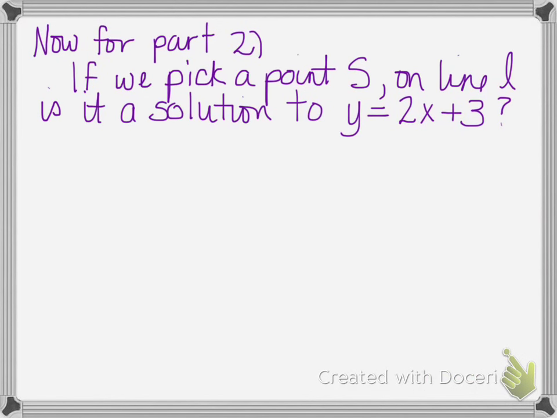Okay, so for part 2, it's kind of the opposite. We have that line L that goes through points P and Q. And what we're going to do is pick any random point on line L. We're going to call it S. And we want to check to see if it's a solution to y equals 2x plus 3. Okay, so the coordinates of point S, we'll call S1 for the x-coordinate and S2. So we've got this point S.